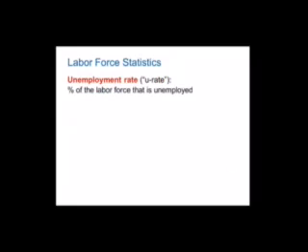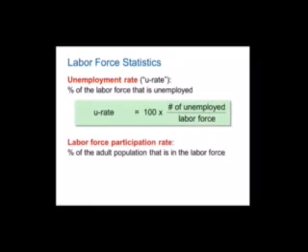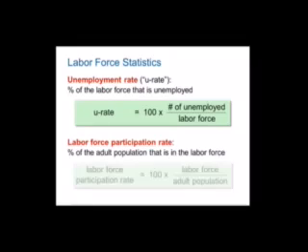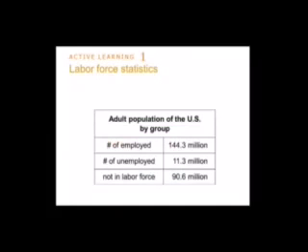The unemployment rate is calculated in the following way. It is the percentage of the labor force that is unemployed. So that's the formula for the unemployment rate. And the labor force participation rate is the percentage of adults that are in the labor force. So out of the total number of adults in the US, how many are in the labor force? So let's look at an example.